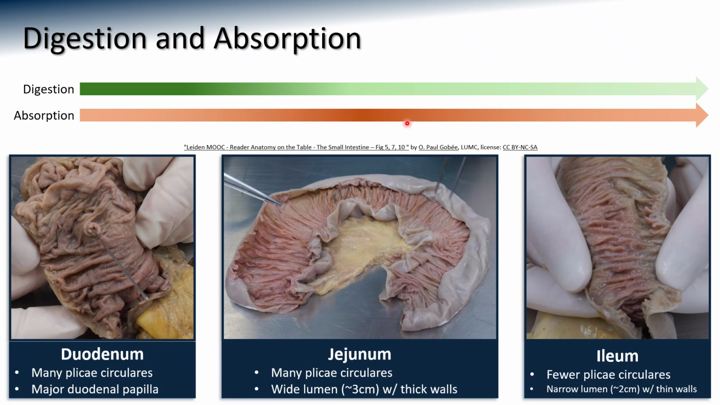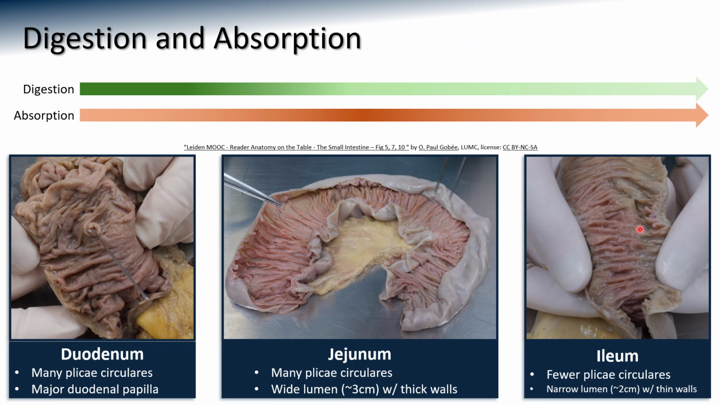So we see absorption really pick up in the jejunum. And again, we've got lots of plica circularies and absorptive cells for this. So that helps out very well, okay? Not only do we have many plica circularies, we've got very thick walls and a very wide lumen for things to pass through here. Okay, so we do a lot of business here in the jejunum.